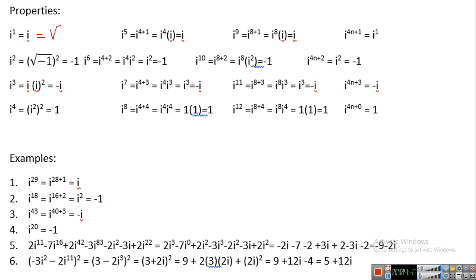If you square it, you remove the square root. So as you can see, it will be minus 1. So in that case, i squared is minus 1.